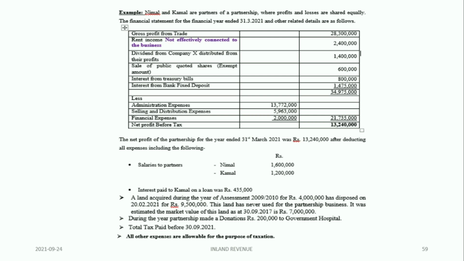Dividend received 1.4 million, again investment. Sale of quoted public shares should be considered as exempt amounts, 600,000. Interest from treasury bills, interest from fixed deposit. Total income of the partnership 34,975,000.